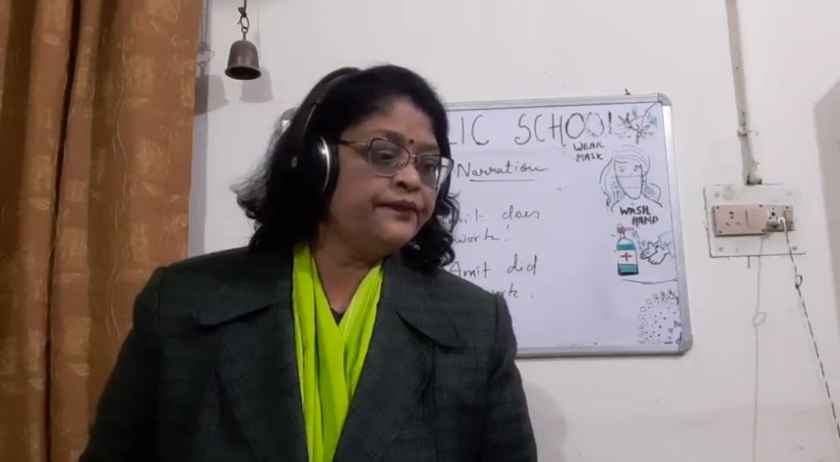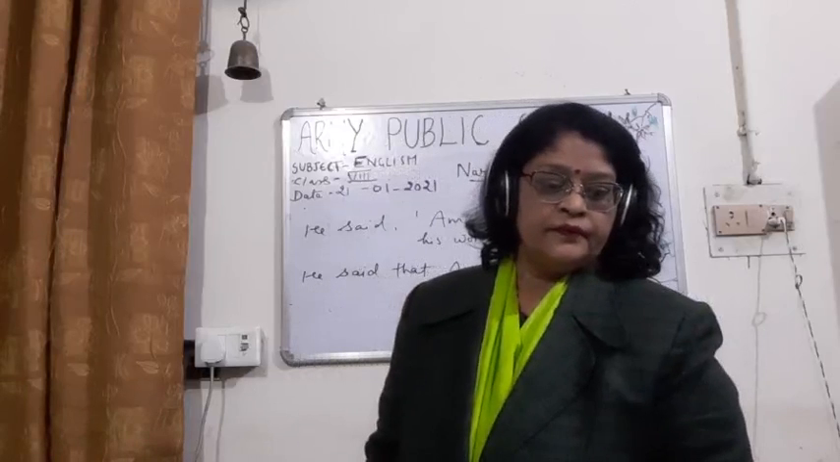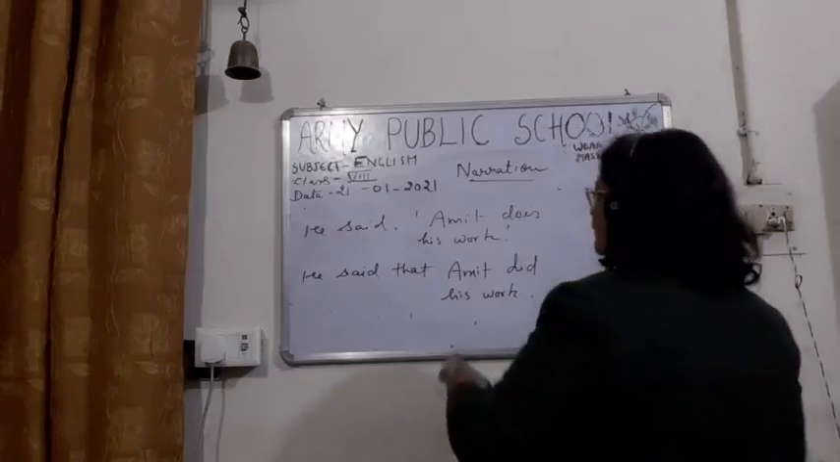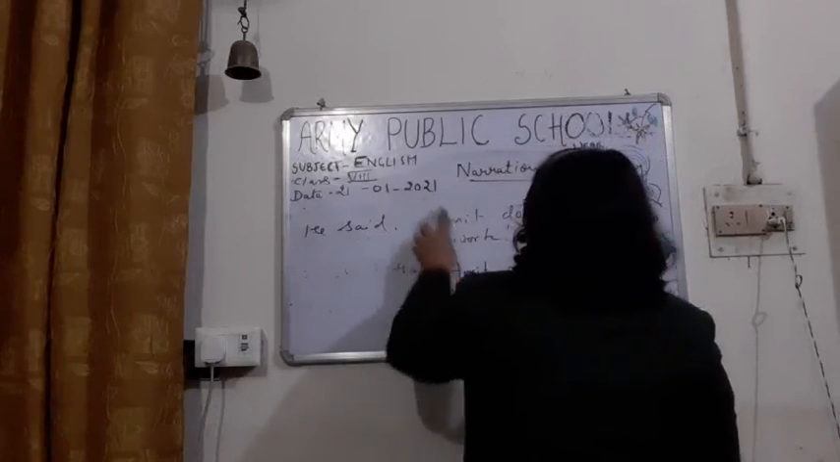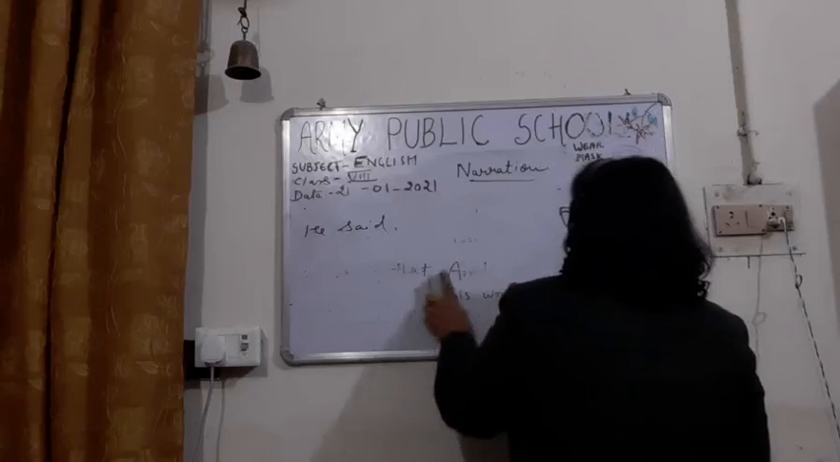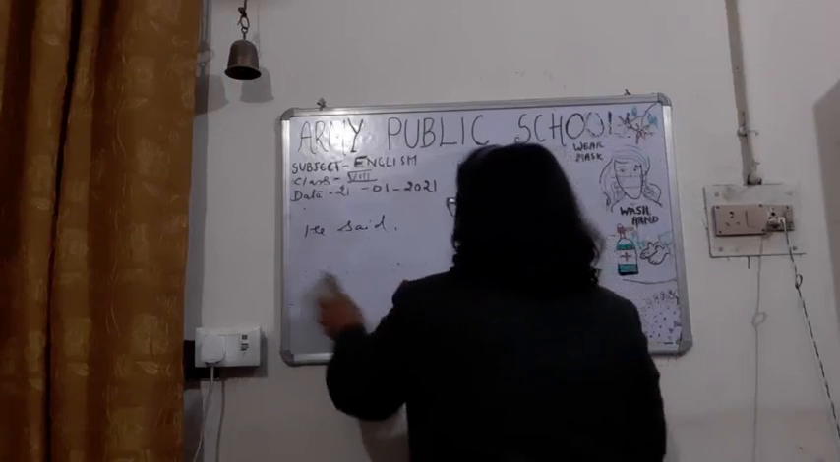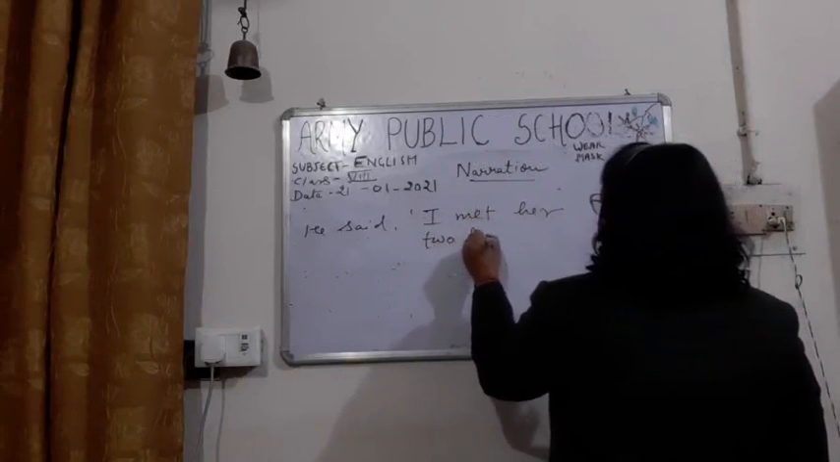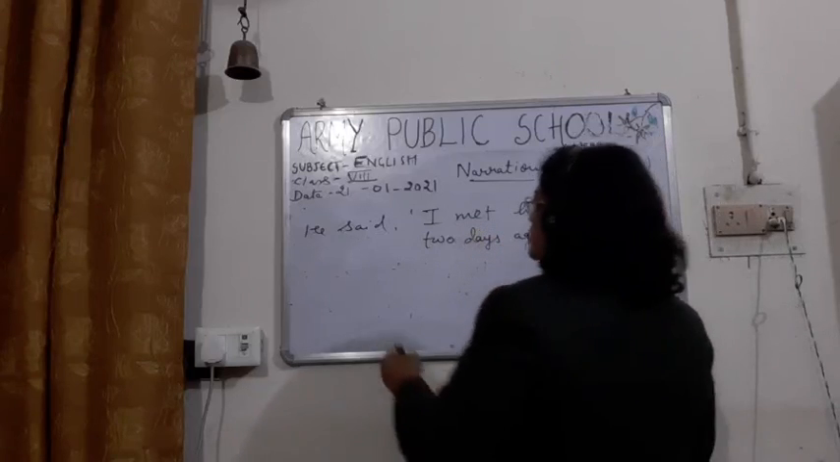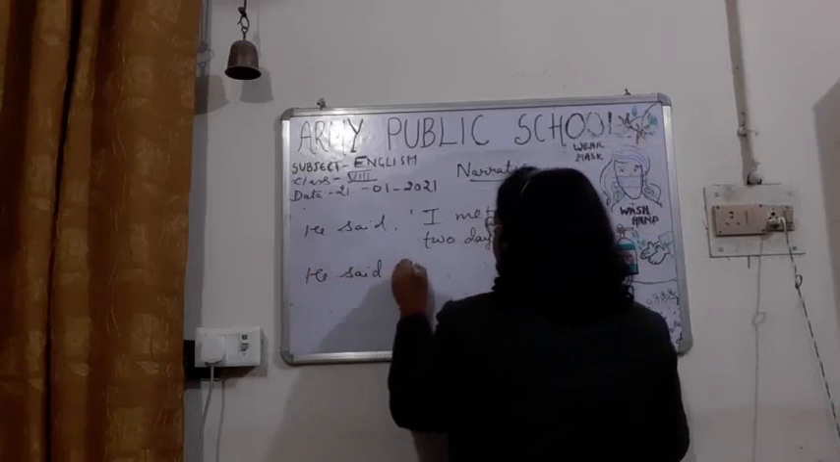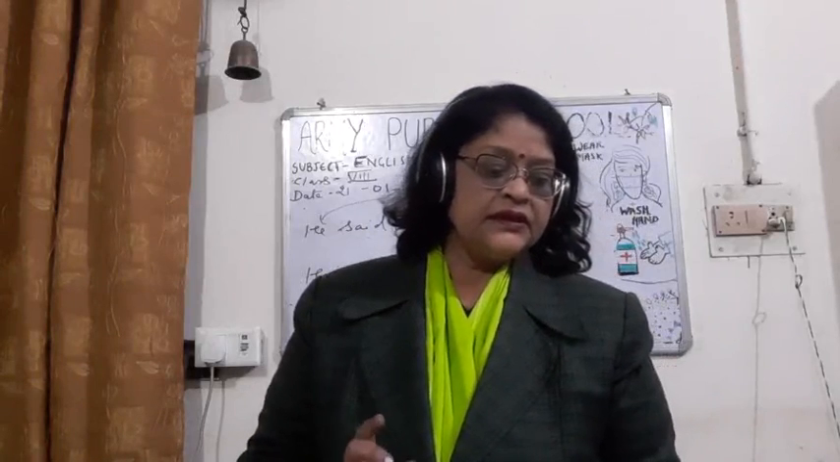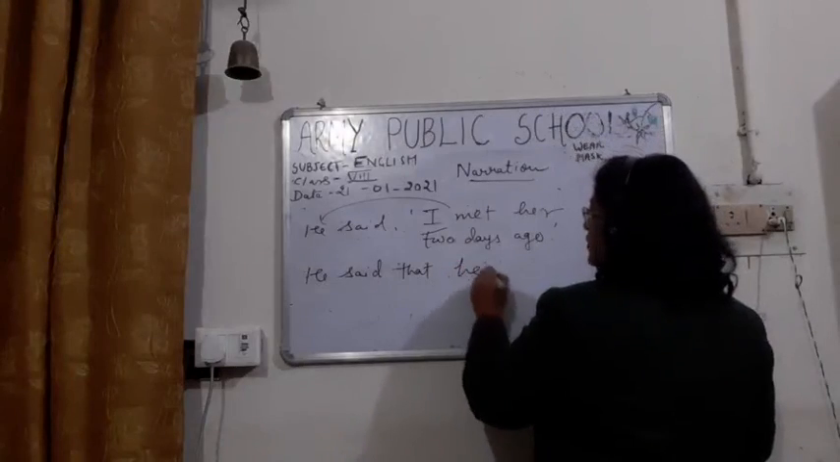Alright, now one more sentence. He said, I met her 2 days ago. So children, he said, remove the inverted comma, remove the central comma. Now I is there, so I will be changed according to the subject here. So what will it be here? He said that he, okay, it will change according to the subject.